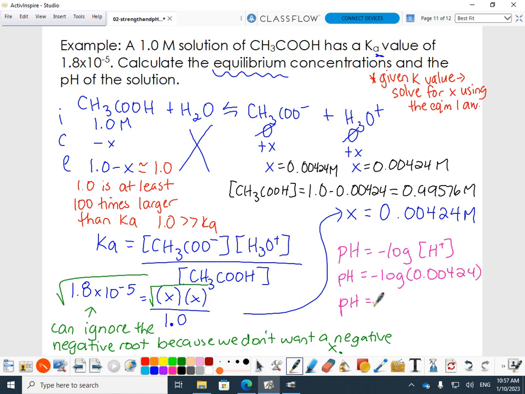And again, before you do your math, you can think about the logic of your answer. It should be below 7, but not super low because it's a weak acid. And we get 2.37. So pretty good.